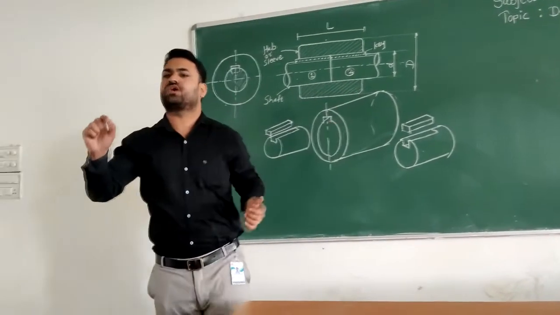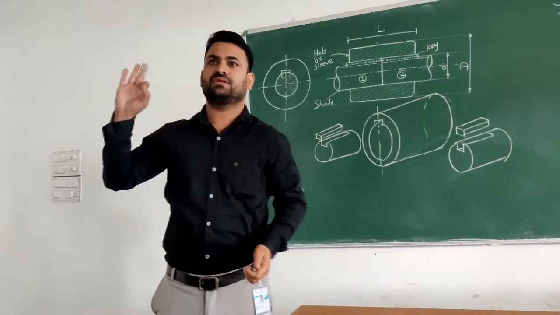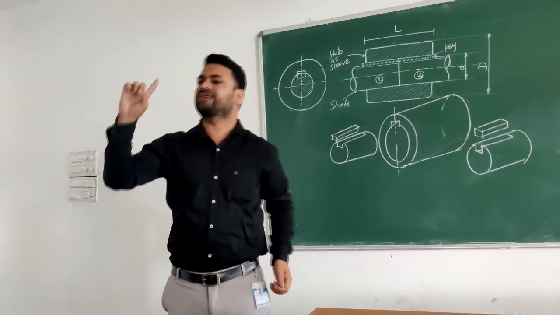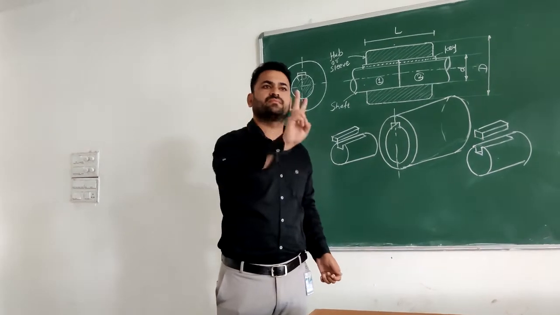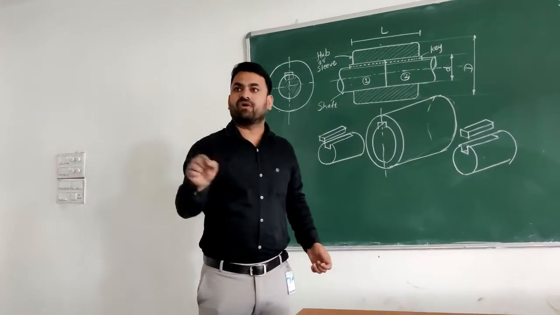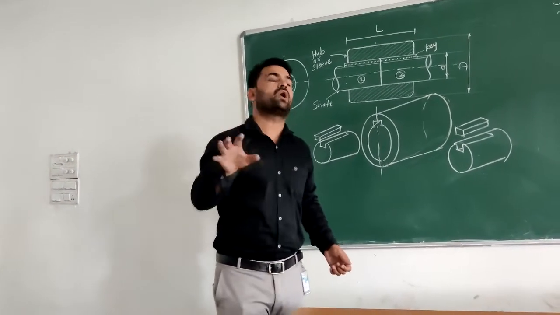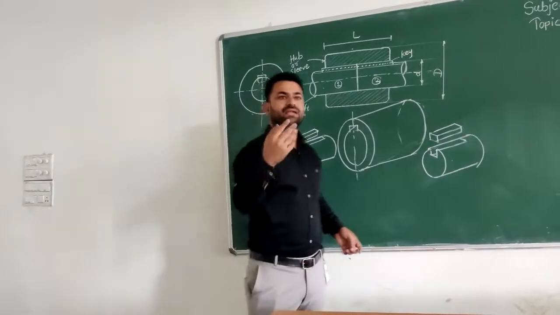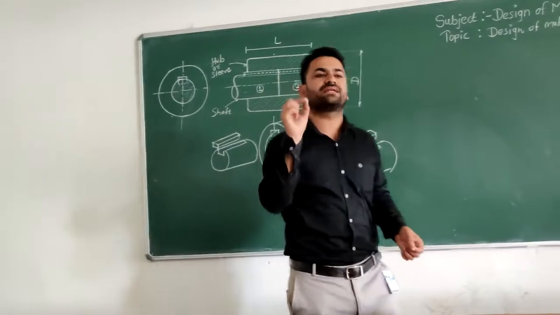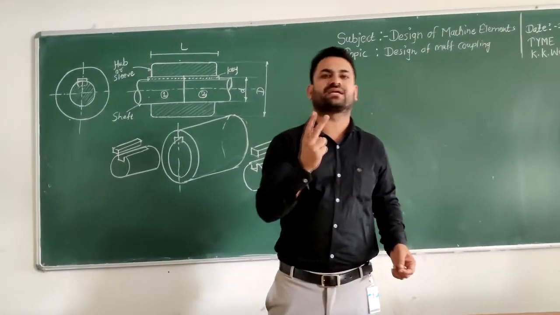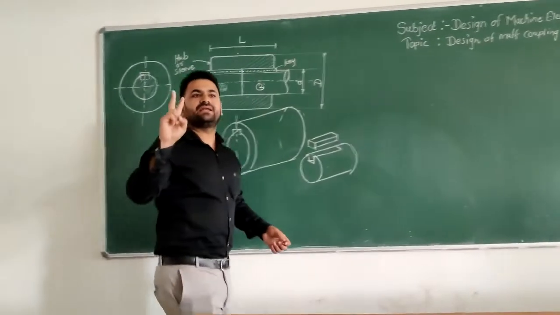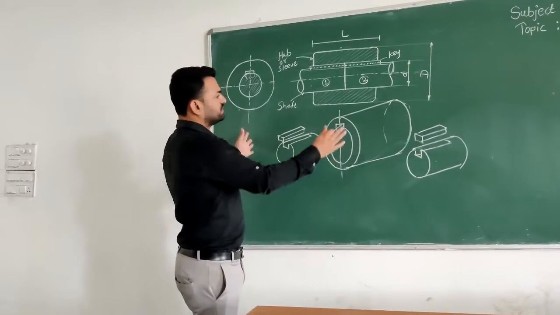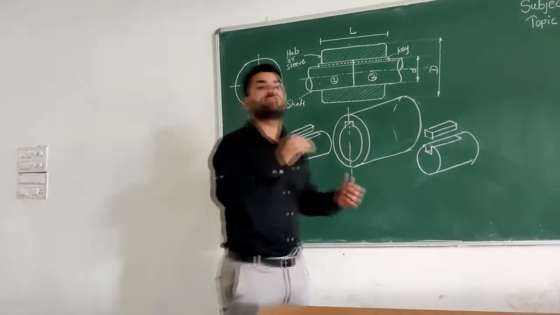Muff coupling consists of how many elements? 3 elements. First shaft, but quantity 2. Then muff or sleeve, or we can say hollow shaft, quantity 1. And who will tell me how many keys are there? 2 keys are there. Okay? How many keys? 2 keys. Correct? So this is the muff coupling, and we have to design this muff coupling.